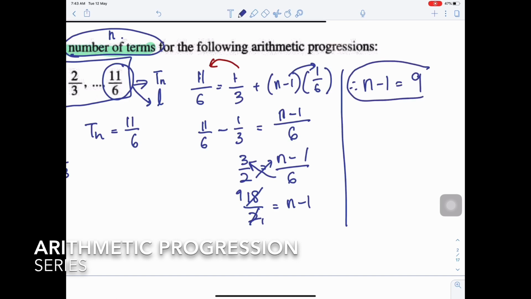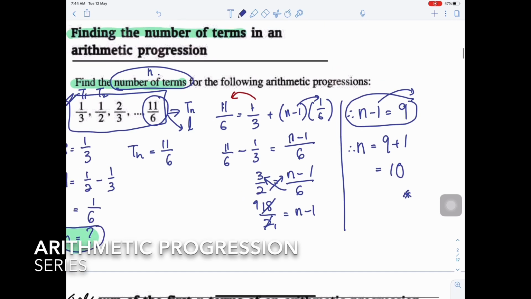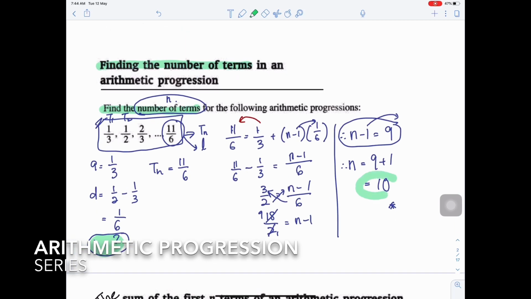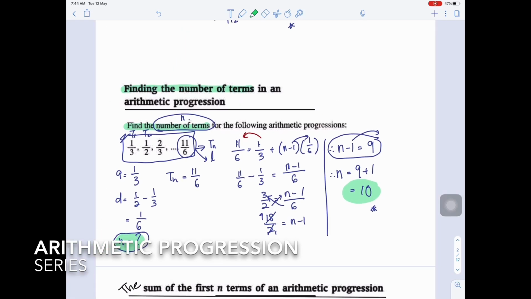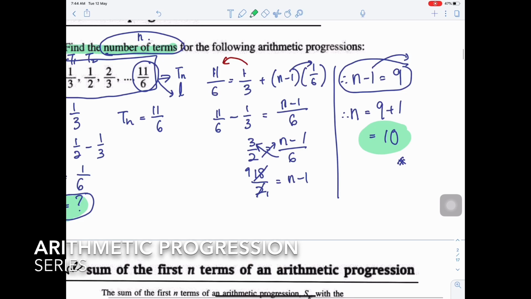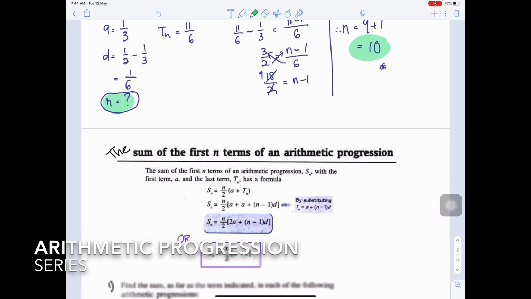So I rearrange the equation. Bring to the right, therefore N equals 9 plus 1 equals 10. For information, the number of terms must be a whole number. There is no decimal or fraction number.